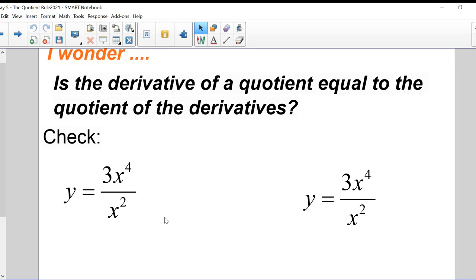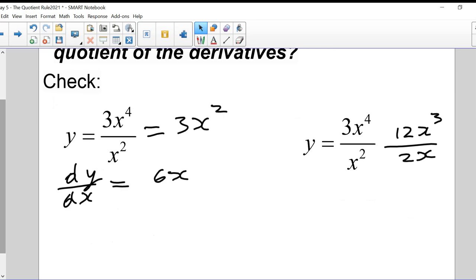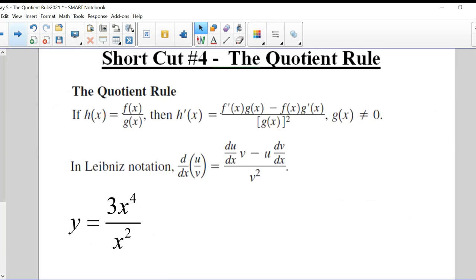The fact is that 3x to the 4 over x squared, as you can obviously appreciate, is the same thing as 3x squared. The derivative of 3x squared, of course, so dy/dx of this would be equal to 6x, whereas for this, the derivative of the top would be 12x cubed. The derivative of the bottom would be 2x. And when you divide those out, you're not going to get the same thing as what you got over here. So, does not work. Let me just lay that out. Didn't work for a product, it ain't going to work for a quotient.